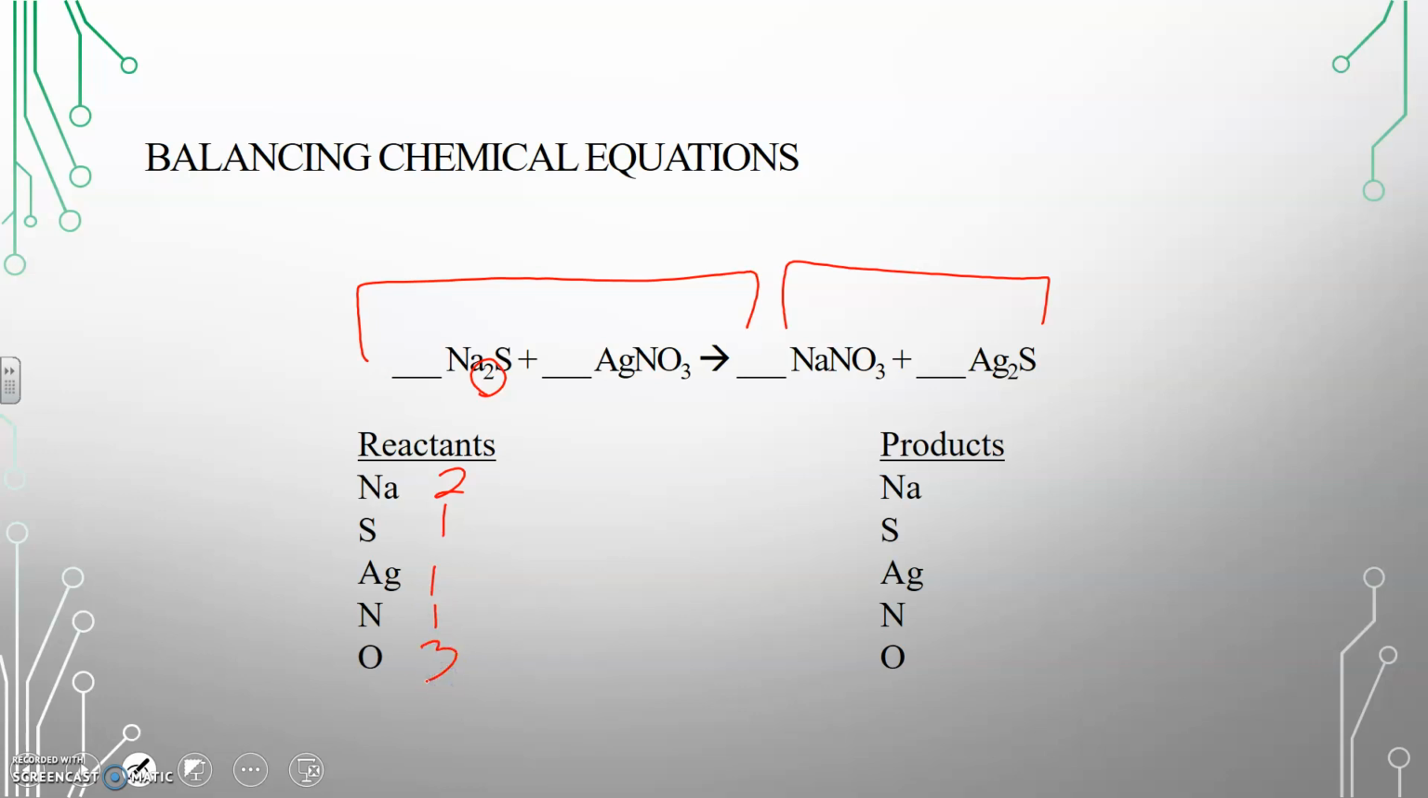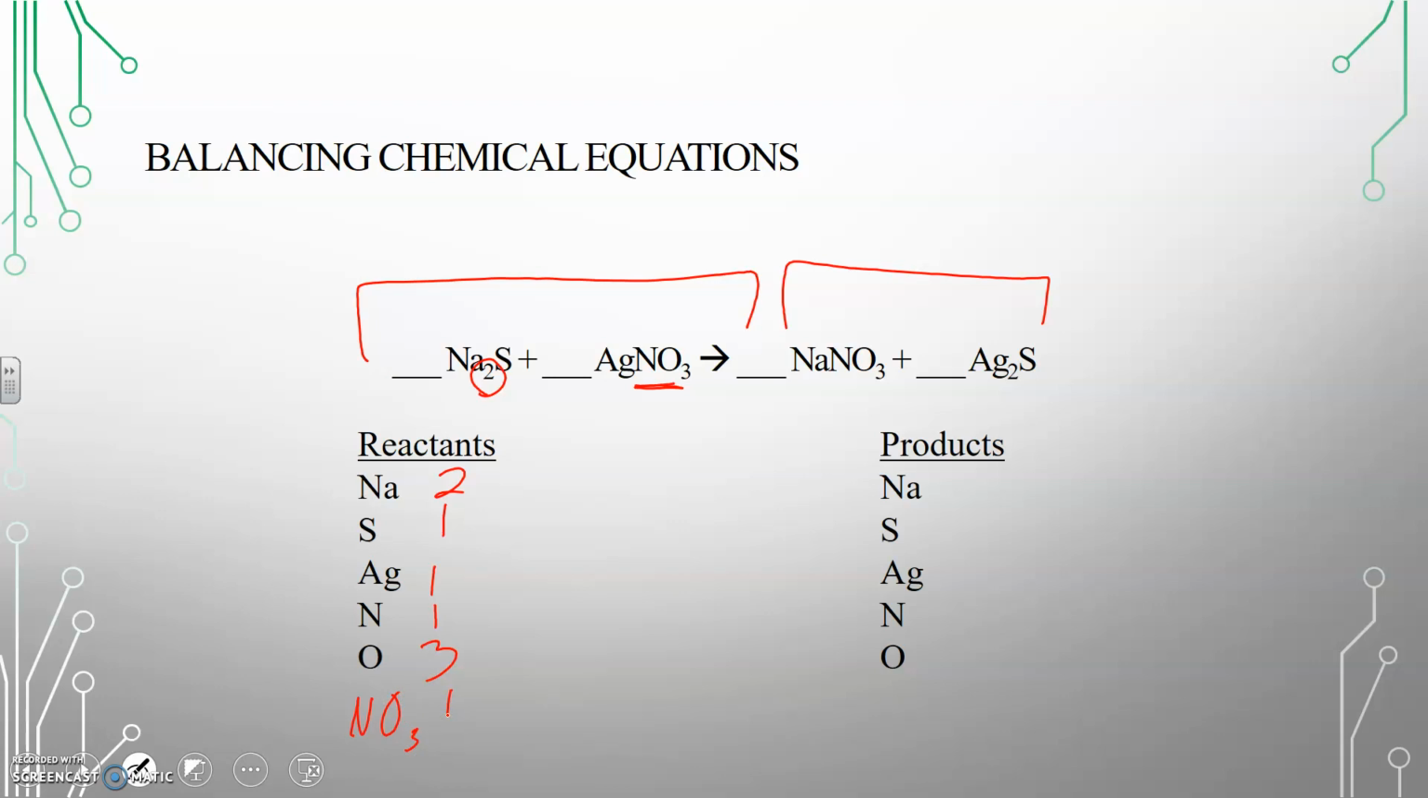Now, if the polyatomic ion, like this nitrate right here, stays together on both sides of the equation, you can count it as one thing. So I could either write it out as each individual element, or I could just write I have an NO3 and I have 1 of them. And then just do the tally like that instead. It's up to you how you want to do that.